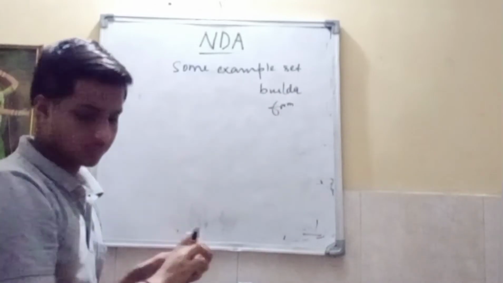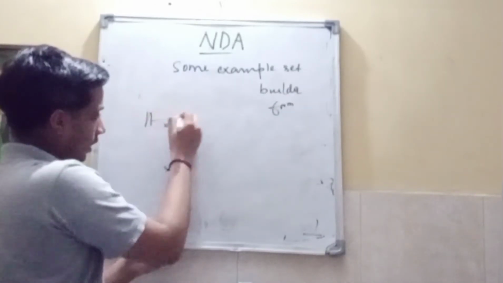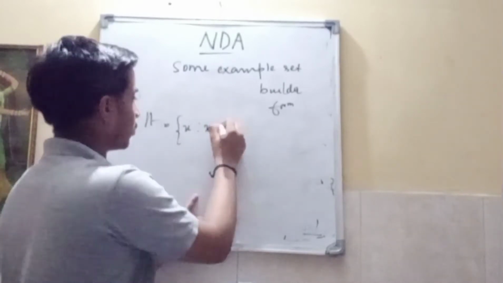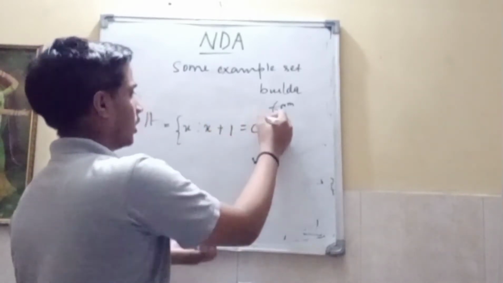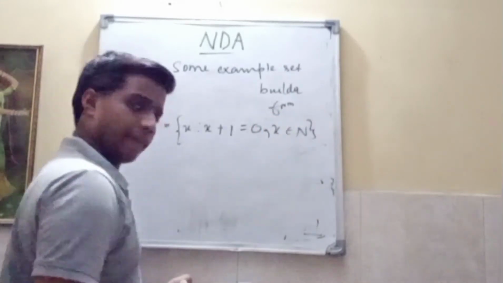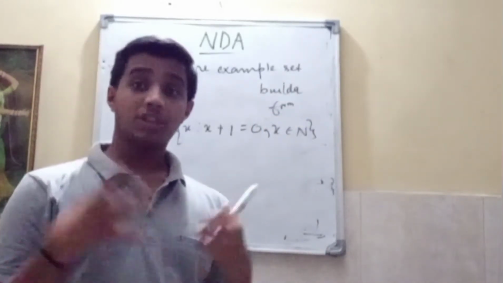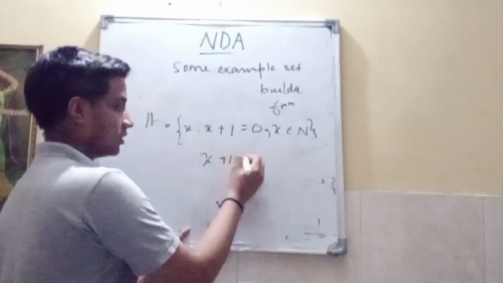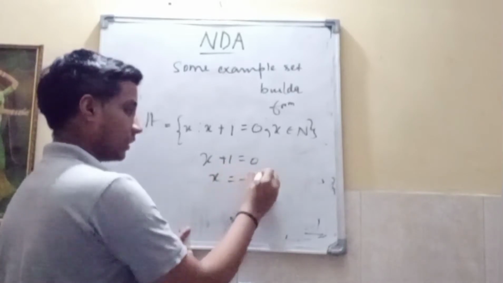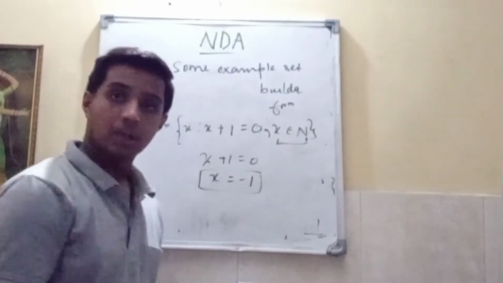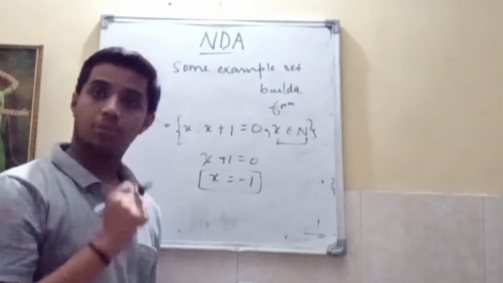First, A is equal to {x such that x plus 1 is equal to 0, and x belongs to natural number}. You would be thinking, what kind of question is this? x plus 1 is equal to 0, then x is equal to minus 1. But it is saying that x belongs to natural number. How can minus 1 come in natural number?